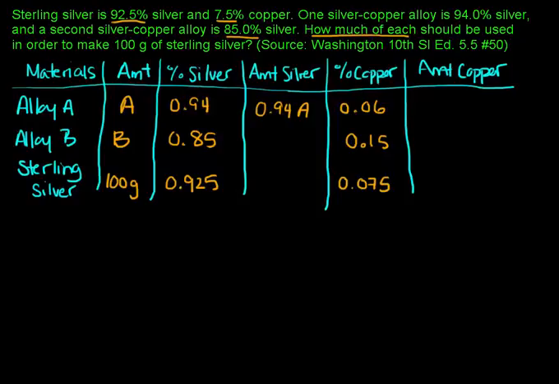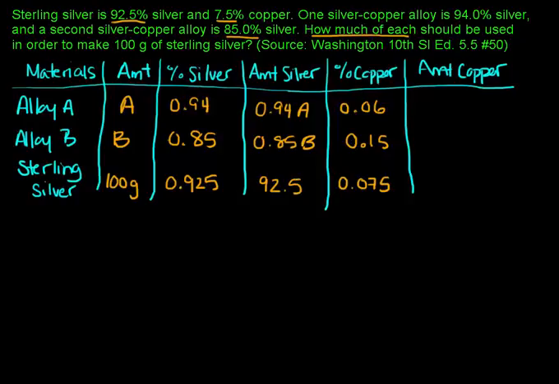And we can just multiply across for each of the values in this column. So the amount of silver in alloy B will be 0.85B. And the amount of silver in sterling silver, because we know we're going to have 100 grams, is just going to be 100 times 0.925, or 92.5 grams.